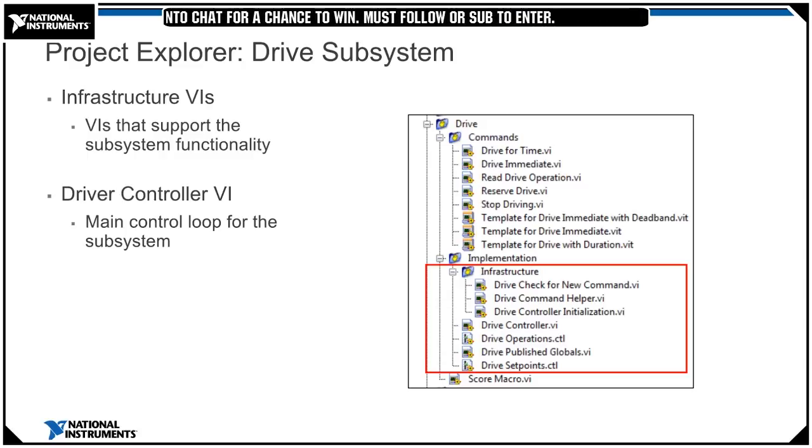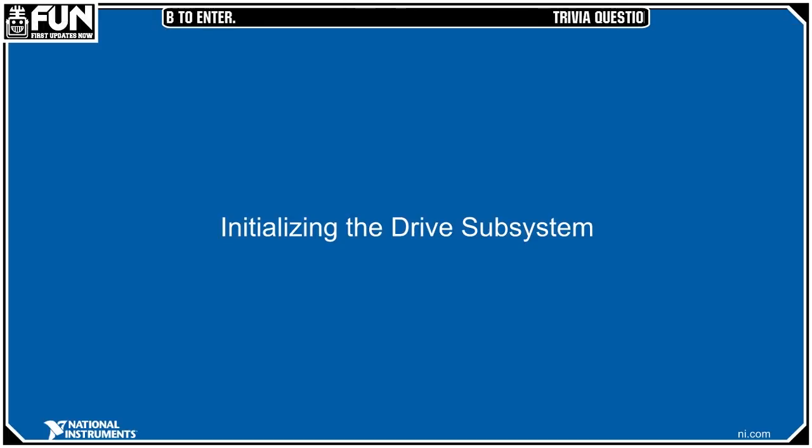Okay, so we talked about the VIs within infrastructure. The rest of the VIs in that implementation folder. The controller VI contains the control state machine loop. The front panel of this VI is really helpful for debugging. This is where you're going to actually put all of your code that does stuff, and we'll get to that.